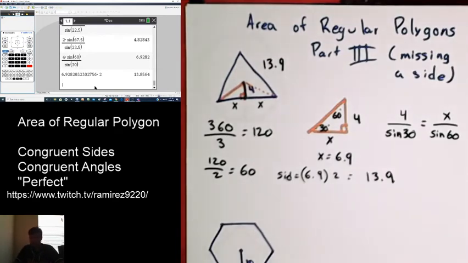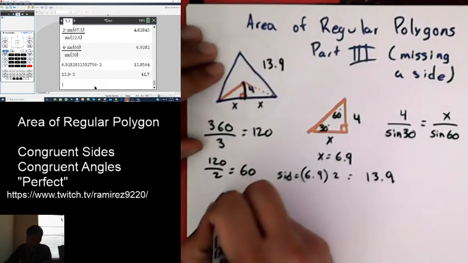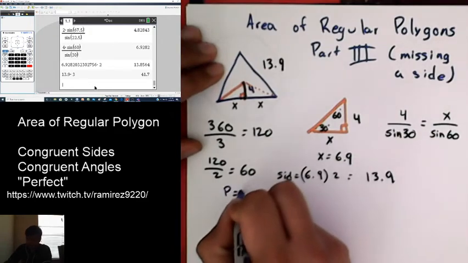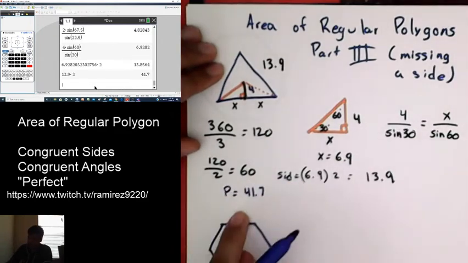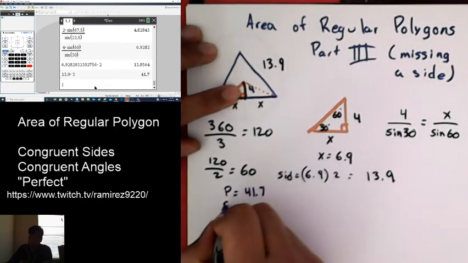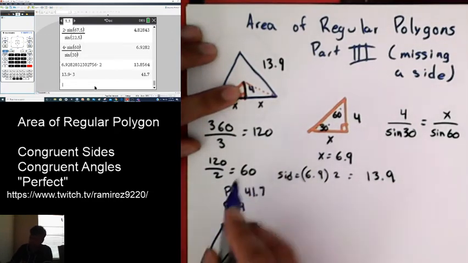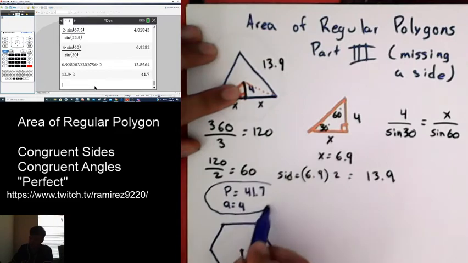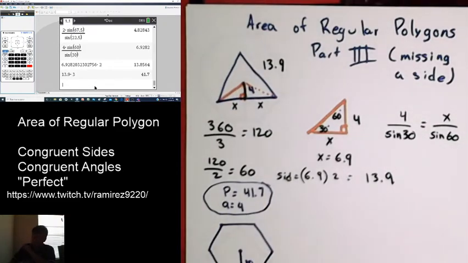So now that I know that, I could easily find my perimeter, because there's 3 sides. So my perimeter is 41.7, whereas my apothem, which I already knew to begin with, was 4. And again, if you know those 2 things, you will be able to solve for the area.